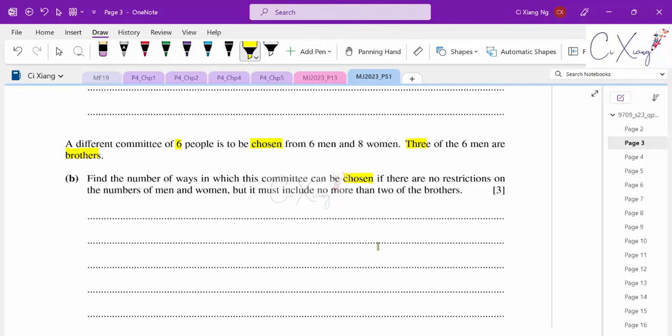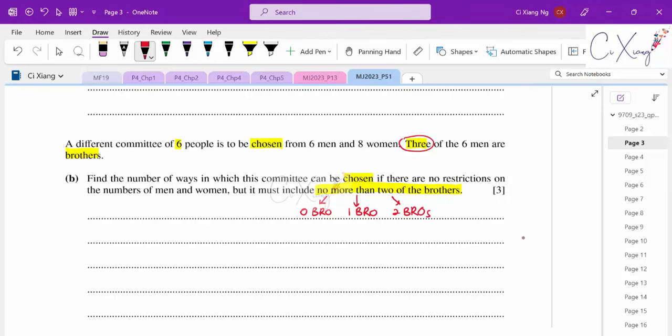If there are no restrictions on the number of men and women, that means the gender is not important here. But it must include no more than 2 of the brothers. When the question mentions no more than 2 of the brothers, and you have 3 brothers in total, that means when you want to form the committee, there are a few possible cases you can consider. The first case is 0 brothers in the committee. Then 1 of the brothers in the committee, and also 2 of the brothers in the committee. So these are the 3 possible cases that you want to consider.